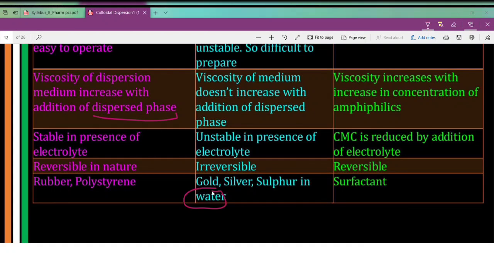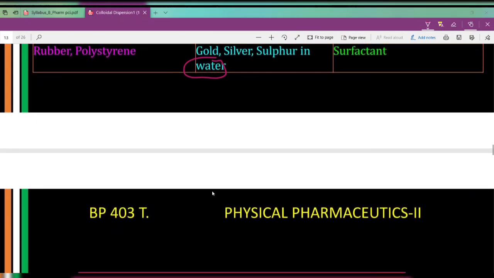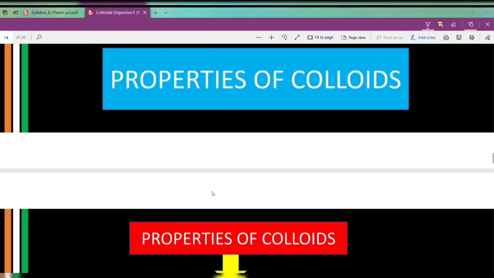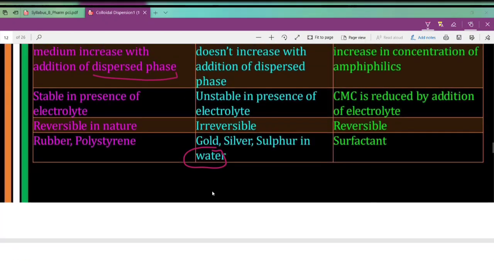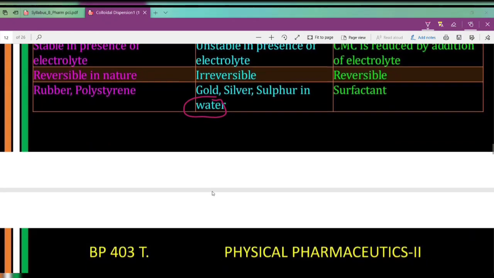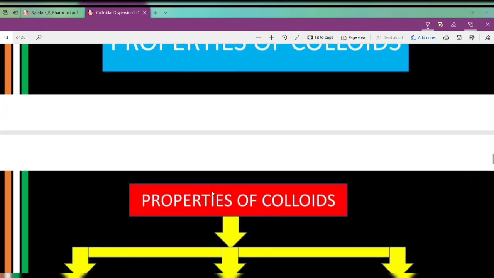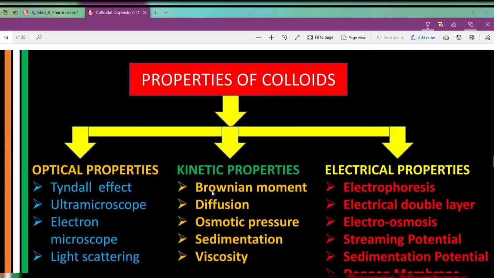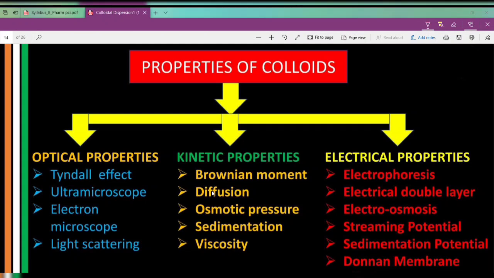So those are the things I should discuss in the first class. You should remember for which cases the viscosity is high on addition of this kind of thing. Now I will discuss in the next class the different kinds of properties of colloids, like the optical properties, kinetic properties, electrical properties. Basically I will go one by one, starting with the optical properties. Today I will not start this; in the next class I will start.